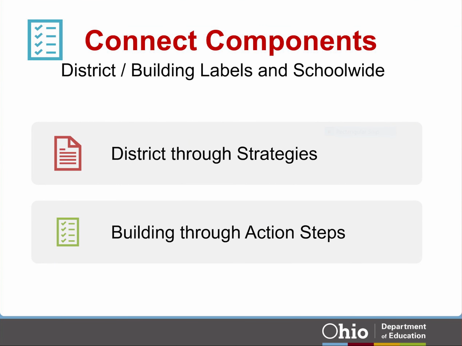Once your plan is complete, you'll need to connect the plan to the required components. The required components for each district or building are based on their labels and Title I school-wide status. District-level components are connected at the strategies in the plan. Building-level components are connected to the building-level action steps. In the future, when you begin to use the One Needs Assessment, this step will be eliminated. All districts will be using the new One Needs Assessment next year when they begin their plans.